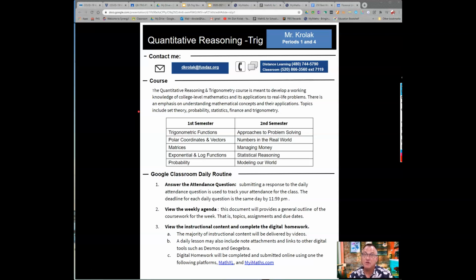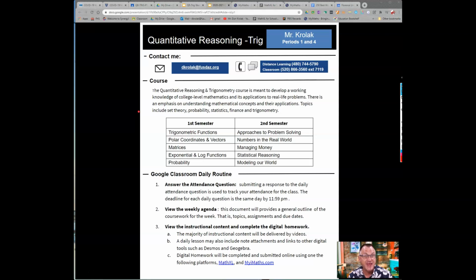All right, now the course is divided into two parts. First semester is some of the college level mathematics that you need to understand that we use in the second part of the second semester when we get deeper into quantitative reasoning techniques. So if you look at your syllabus, first semester we cover the following topics: trigonometric functions, polar coordinates and vectors, which is probably something new, matrices, exponential and log functions, which are part of explaining how disease spreads.